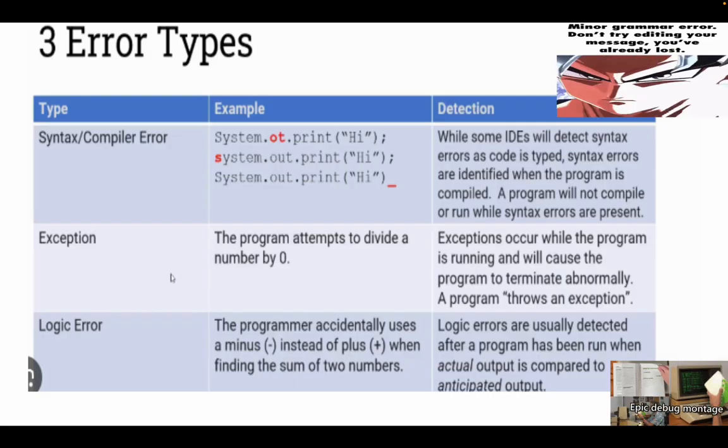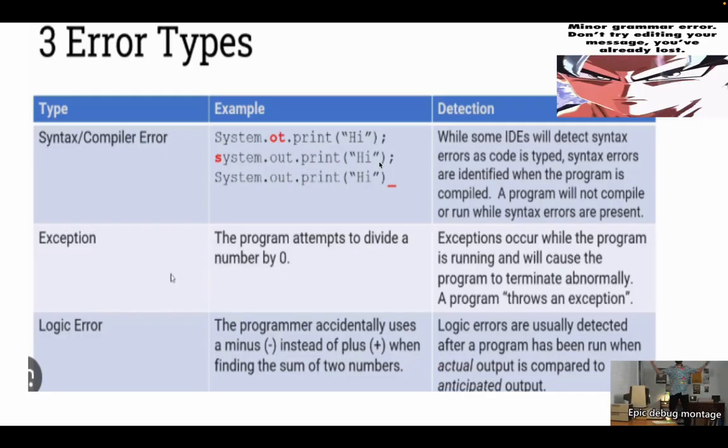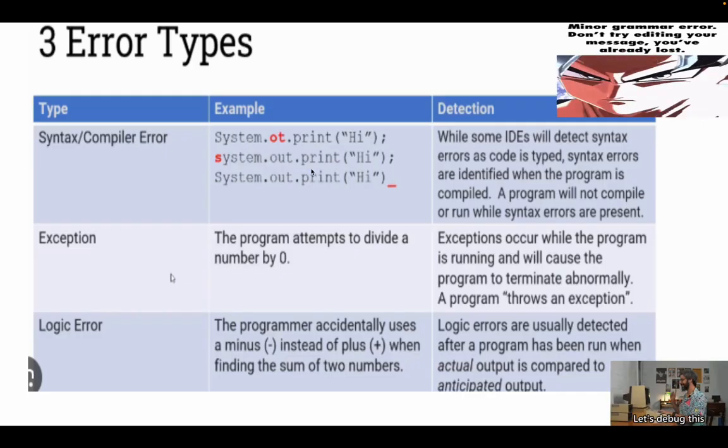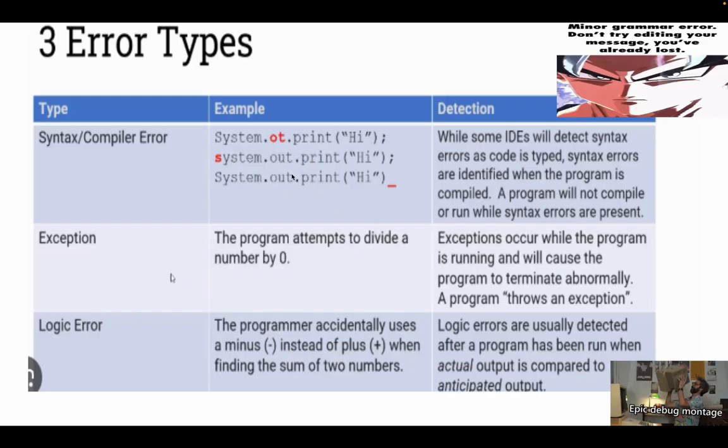So these are your three error types that you need to know for the exam. You have your syntax errors, which are basically like spelling errors, some errors in the physical typing of the code itself, nothing logical. Here are some examples: a spelling error, you forgot to capitalize something, or you forgot a semicolon. That's what a syntax error is.